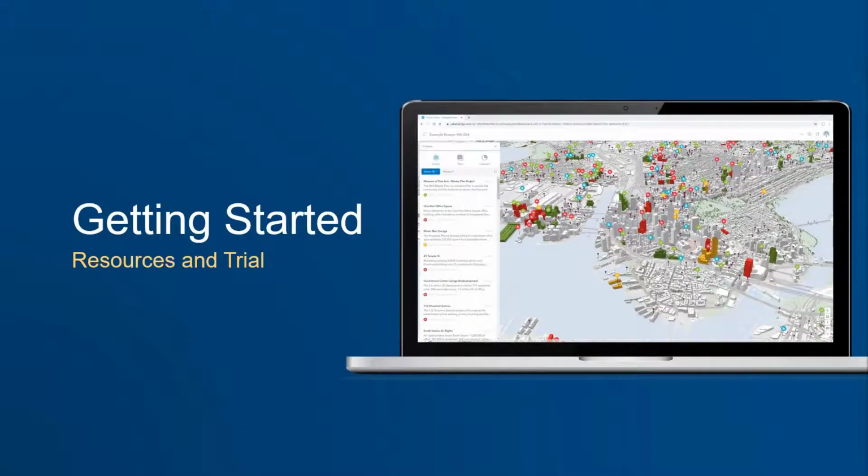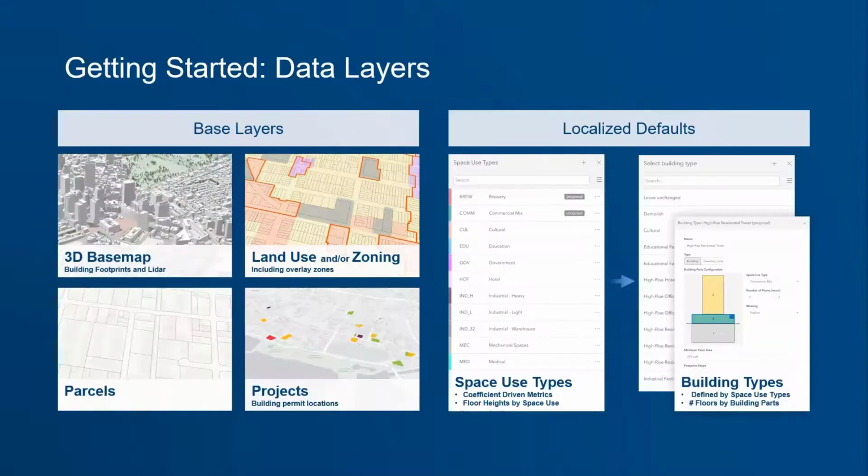And now I'd like to take some time to discuss how you can get started with ArcGIS Urban to support your work. First, let's touch on the data layers behind ArcGIS Urban. The urban model is composed of 4 base layers: the 3D base map, which is a set of 3D buildings, trees, and elevation data. I will go into more detail on this in the next slide.